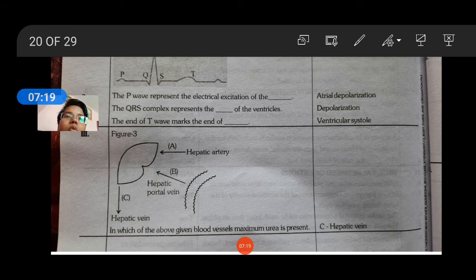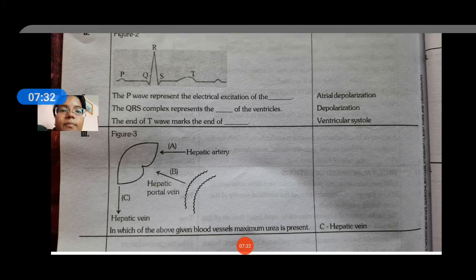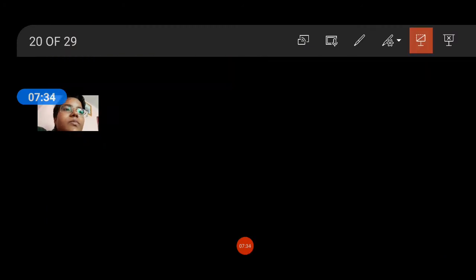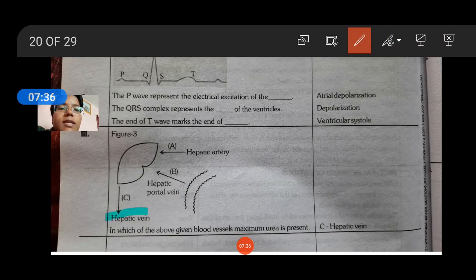A is hepatic artery, and B is hepatic portal and hepatic vein. In which of the above given blood vessels maximum urea is present? It is in the hepatic vein. Maximum urea is present in hepatic vein.